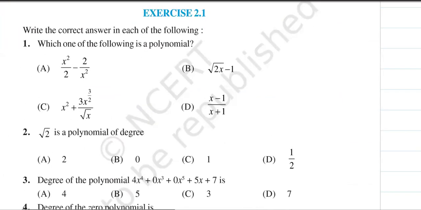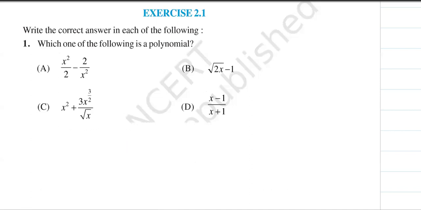Now, if I see the first question, in the first question, it says to write the correct answer in each of the following, where the first part of this question says, which of the following is a polynomial. Now, you should know that a polynomial always has a variable. The variable always has a power as a whole number. So let's see this algebraic expression. The first one is not a polynomial.